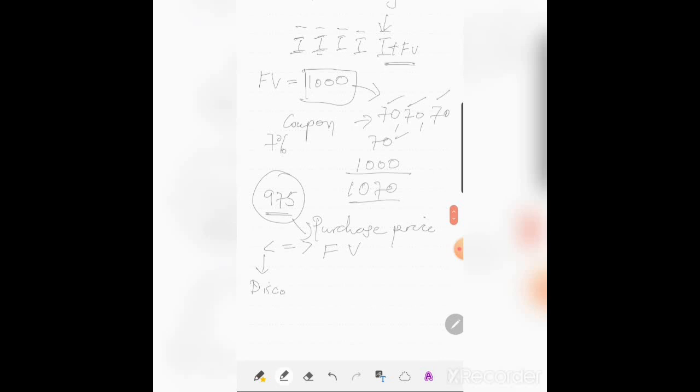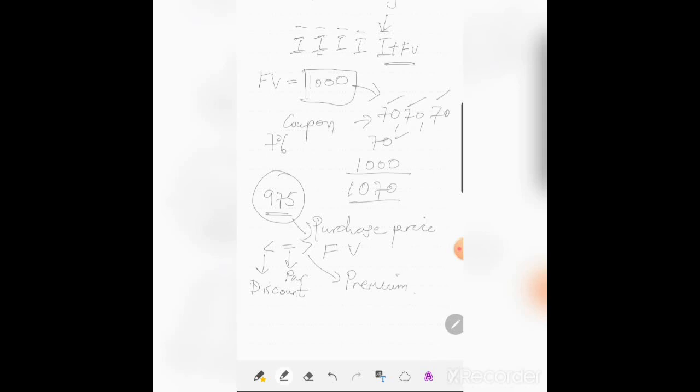Okay, so if it's less than the face value, we call it a discount bond. If it is equal to the face value, we call it a par bond, and if it's greater than the face value, we call it a premium bond.